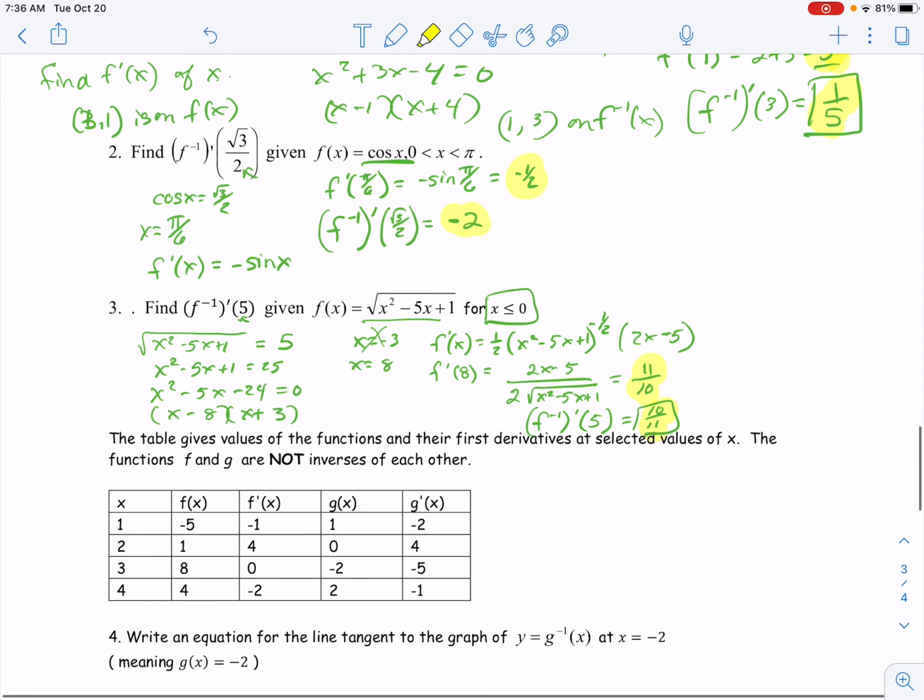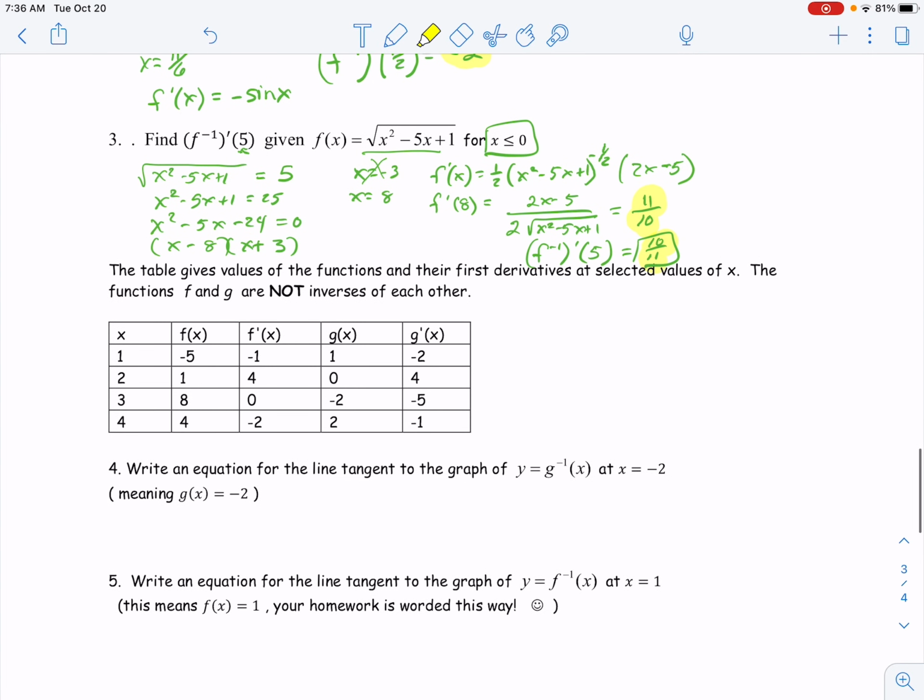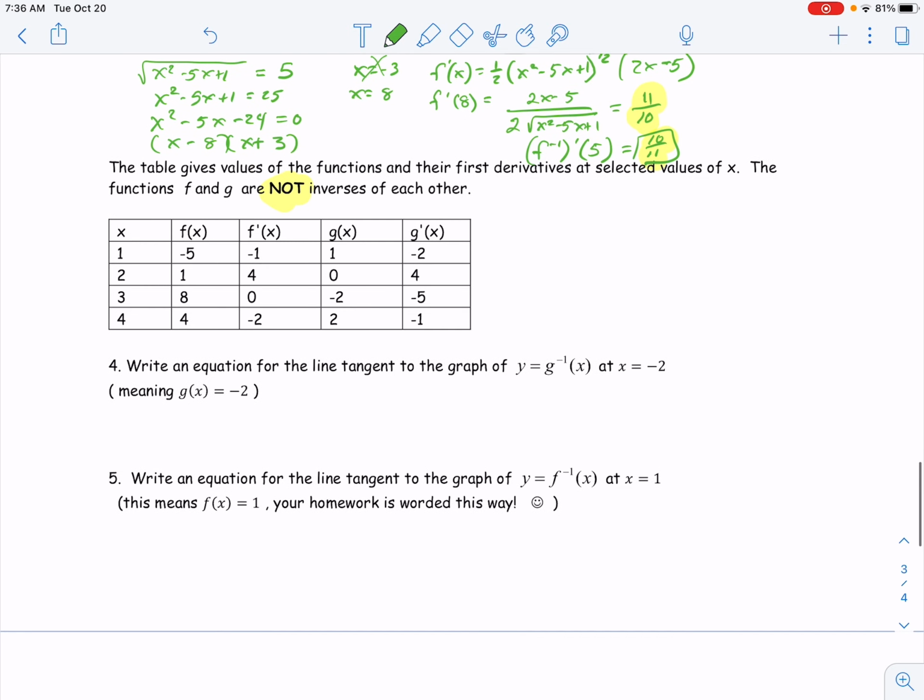It's a method, practice. Okay, now, the table below gives values of functions and their first derivatives at select values of x. The functions f and g are not inverses, okay? Write an equation for the line tangent to the graph of the inverse of g. So that's not in the table. At x equals negative 2. Okay, so this is telling me that negative 2 is the y value on g. So you come down the column of g, you find negative 2. Here's the x value.